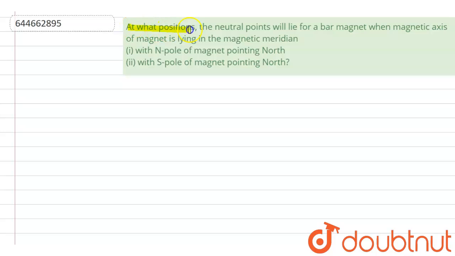Hello everyone, let's start the question. The question says: at what positions will the neutral points lie for a bar magnet when the magnetic axis of the magnet is lying in the magnetic meridian with the north pole of the magnet pointing north, and with the south pole of the magnet pointing north. So first, the north pole of the magnet is pointing north; second, the south pole of the magnet is pointing north. Now let's have an introduction about neutral points.